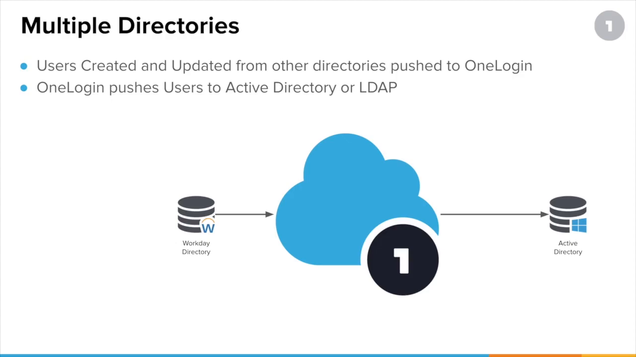You can even create an end-to-end flow such that new employees that are created in an HR directory, like Workday, first come on board, and then the Workday Directory Connector kicks in, syncs them over to OneLogin, and then, because you configured OneLogin to push users to Active Directory, the user is automatically created in Active Directory as well. So you can sync users with multiple directories.